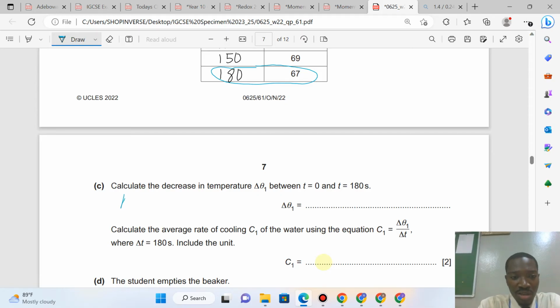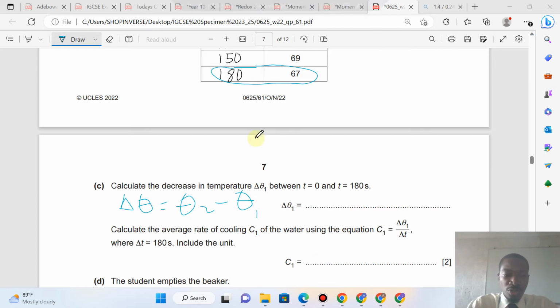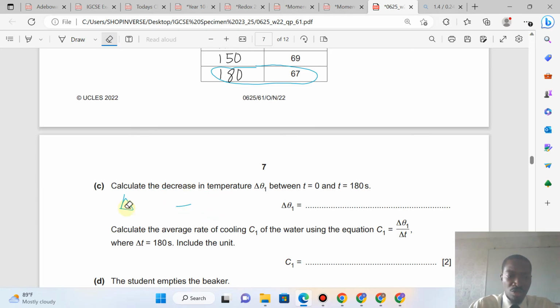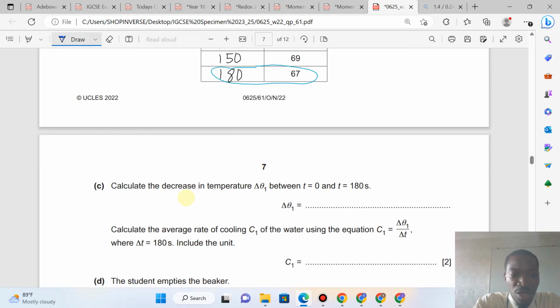Change in theta, change in temperature, is equal to theta 2 minus theta 1. This is the formula we use to calculate our change in temperature. But because the question specifically asks you to calculate the decrease in temperature, the formula becomes theta 1 minus theta 2. So we are going to express our decrease in temperature as theta 1 minus theta 2.